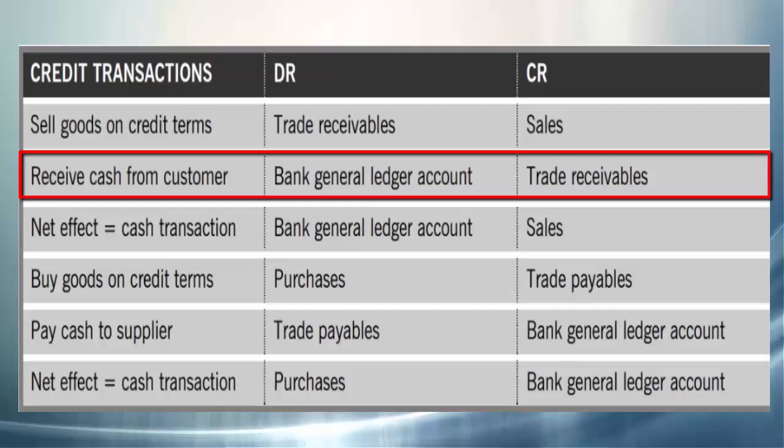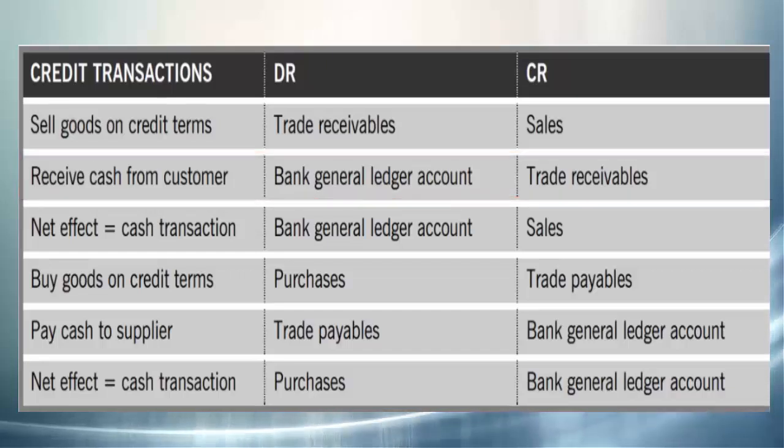Example 2, receiving cash from a customer. What happens? When the customer pays the money they owe, the amount is removed from the trade receivables account and added to the bank general ledger account. Cash, an asset, increases, so the bank general ledger account is debited. The receivable amount owed by the customer decreases, so the trade receivables account is credited. Entry in the ledger accounts. Bank general ledger account, debit $1,000. Trade receivables account, credit $1,000.